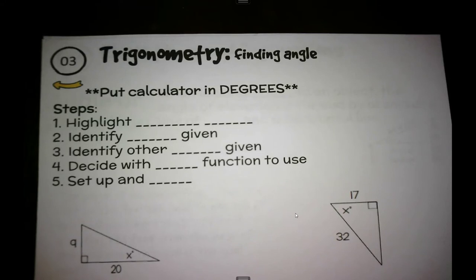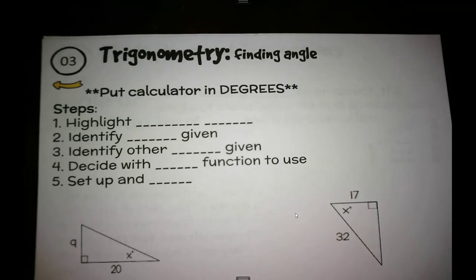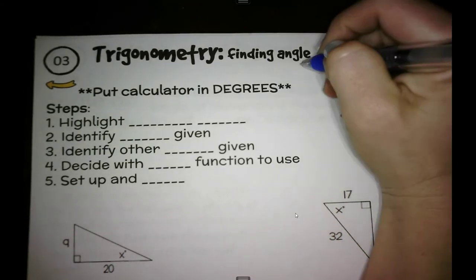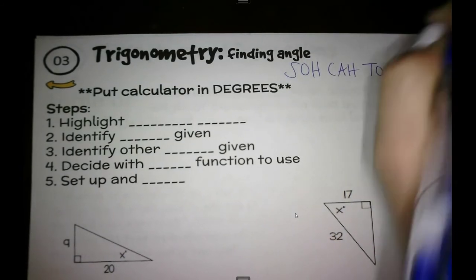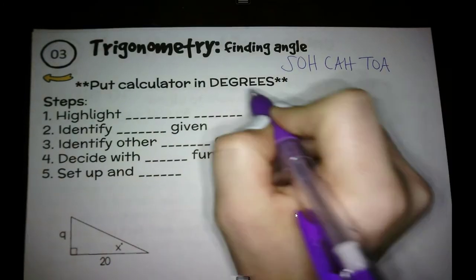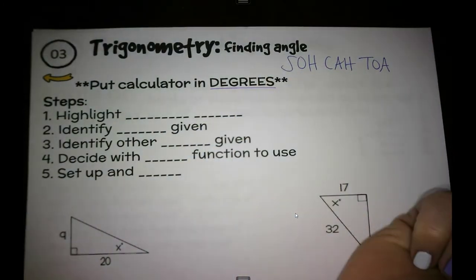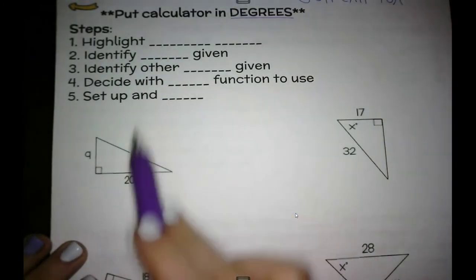All right, we are going to use our trig functions now to find missing angles. So now we're going to find the degrees inside the triangle. So I'm going to go ahead and write my SOHCAHTOA so I remember what my trig functions are. Again, I'm going to make sure my calculator is in degrees. And then I'm going to go through these steps with an example.